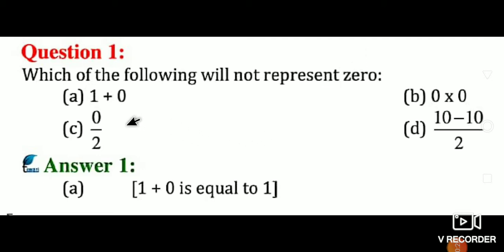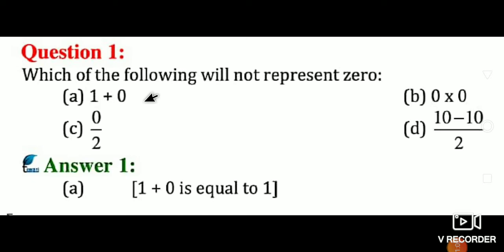Take A, that is 1 plus 0, B, 0 into 0, C, 0 by 2, and D, 10 minus 10 by 2. So here you have to find which of the following will not represent 0. First you have to find A, that is 1 plus 0.